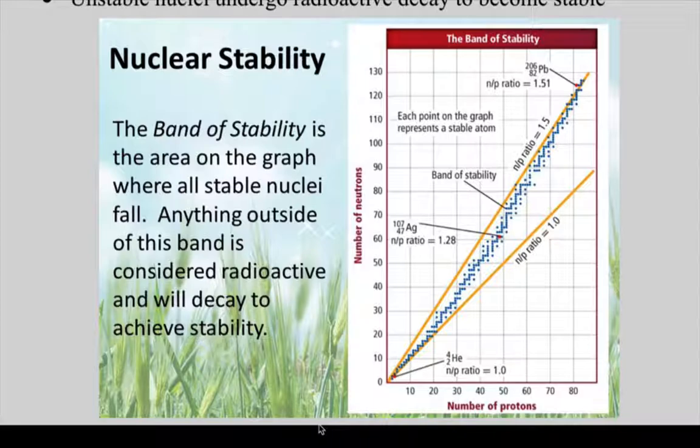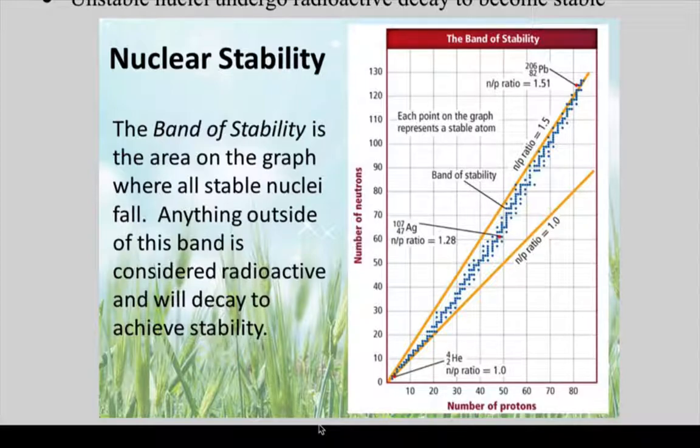So guys, what does it mean if we have a line that is going up at a 45-degree angle? What does this 45-degree angle represent? A 1-to-1 ratio, the same number of protons as neutrons. And guys, have you noticed that with the lighter elements, as we've been filling out those tables, they tend to have equal numbers of protons and neutrons?